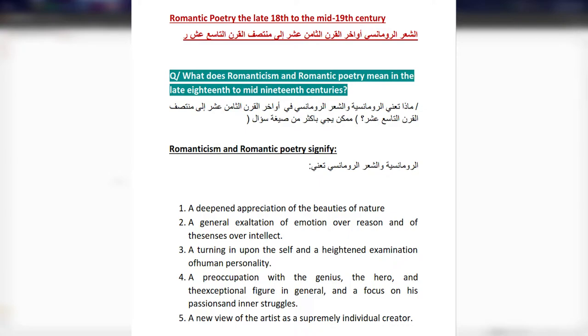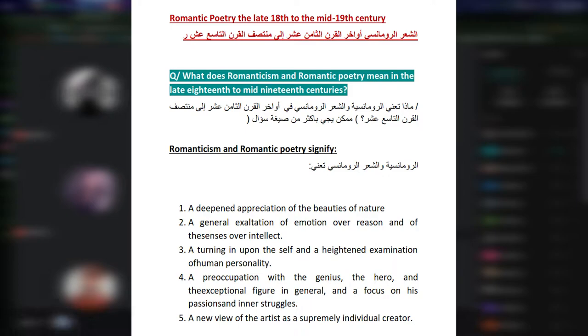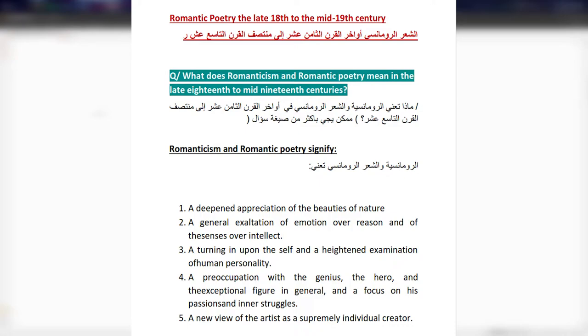A turning in upon the self. It's very interesting, even the wording of this sentence. Turning in upon the self, that is me and only me, the individual, the subjective, then a full examination of a human. All right, we continue with number four, a preoccupation with the genius, the hero, and the exceptional figure in general.